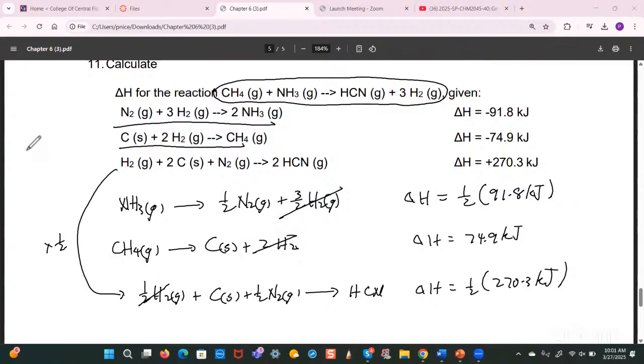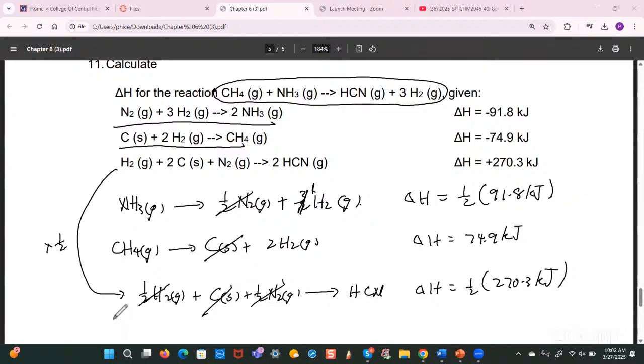So let me just correct this here again. This would be plus 3/2 H2, and this would be plus 2 H2 gas. So this half will cancel out, leaving behind 1, right? So you're gonna end up with 3 H2s in there. Okay, so this will be canceled, leaving behind 1 right here. The carbons will cancel out here and here. The nitrogens will cancel out here and here. And what are you left with?